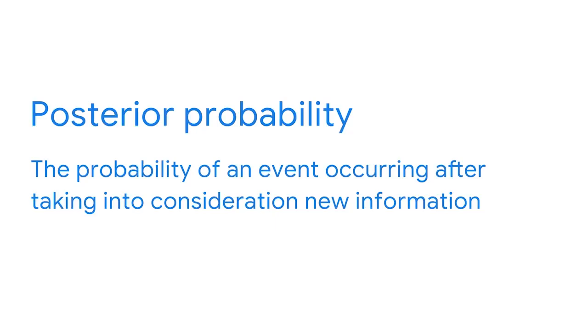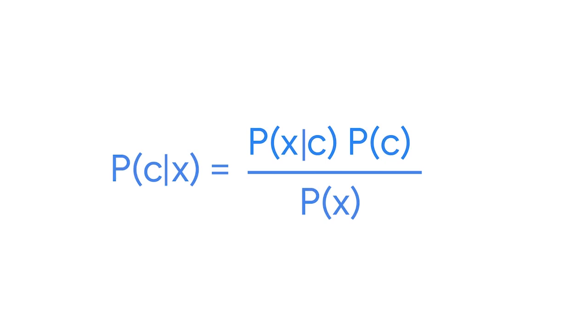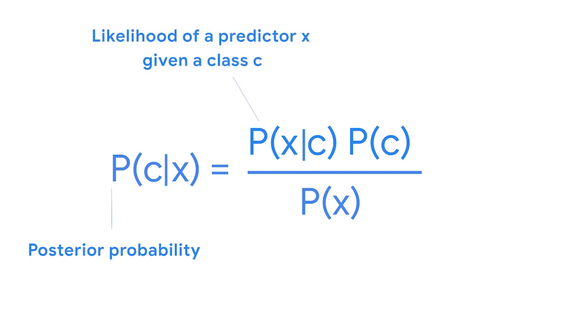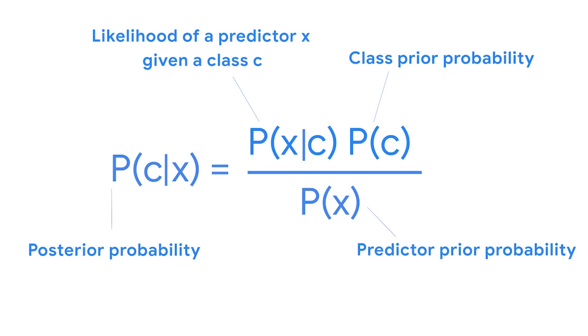Bayes' theorem gives us a method of calculating the posterior probability, which is the likelihood of an event occurring after taking into consideration new information. In other words, when you calculate the probability of something happening, you take relevant observations into account. It can be represented with this equation, which calculates the posterior probability of C given X. Probability of X given C is the probability of the predictor given the class, which is multiplied by P of C, the prior probability of the class. The product of these two terms is then divided by P of X, which is the prior probability of the predictor.